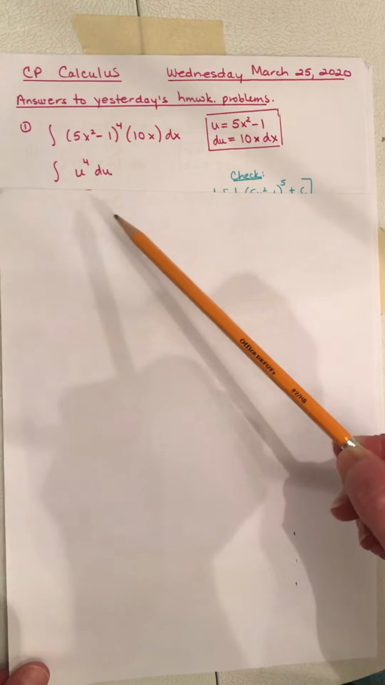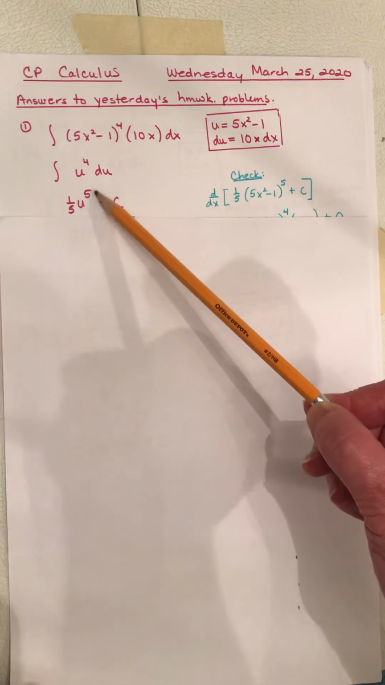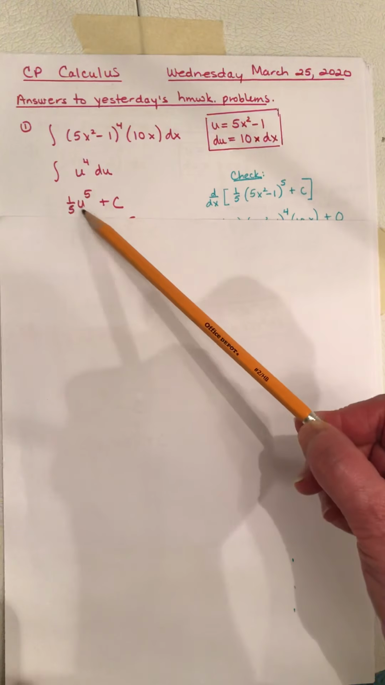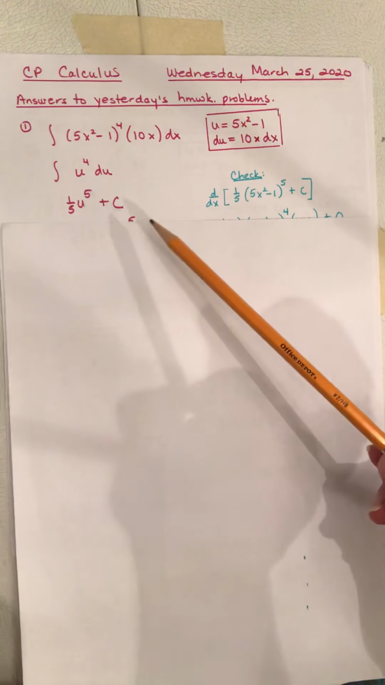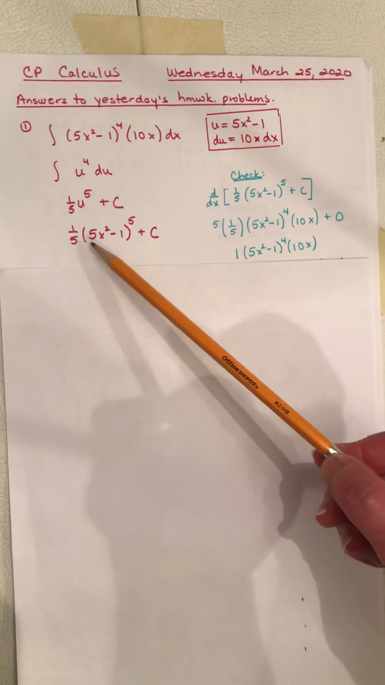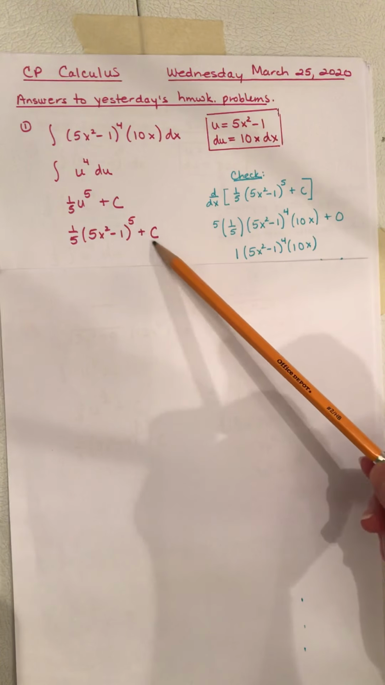So now all we have to do is integrate u to the fourth power. We add 1 to the exponent, we get 5. We divide the coefficient of 1 by the new exponent. We get 1/5 u to the fifth plus c. And then we put our x's back in. So we get 1/5 times the quantity 5x squared minus 1 to the fifth power plus c.